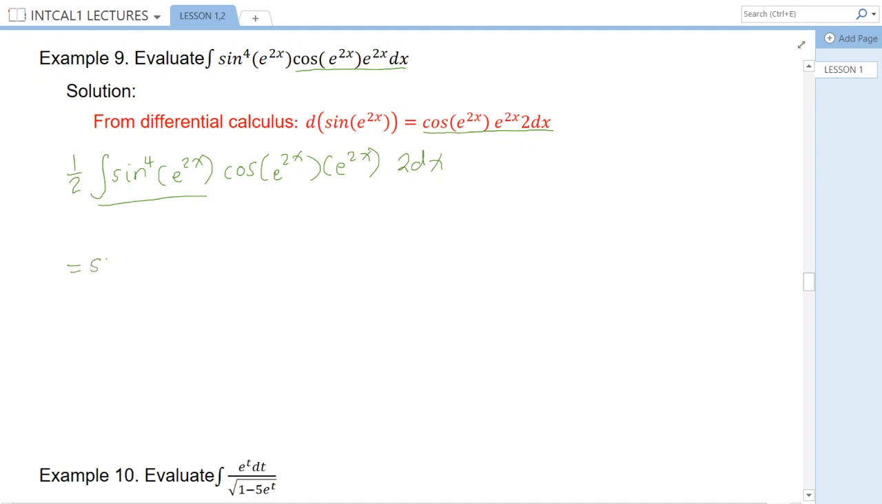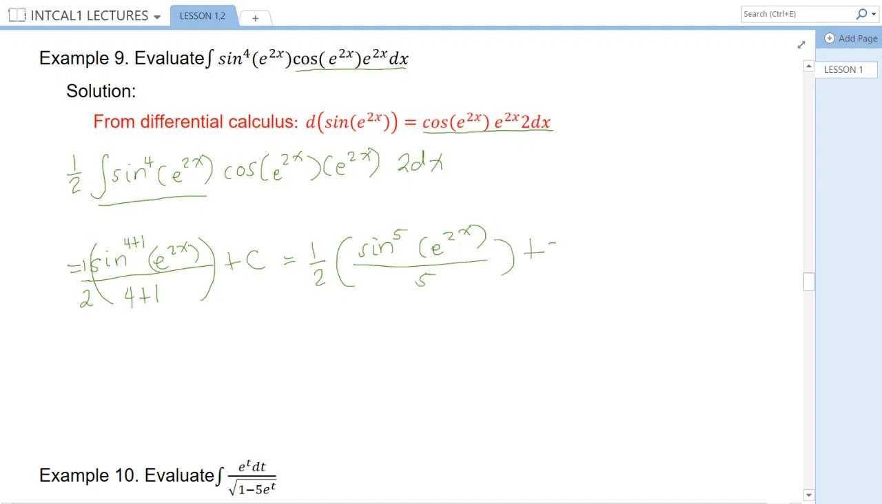So that is equal to, of course, sine raised to 4 plus 1 e raised to 2x over 4 plus 1. So don't forget the 1 over 2 here, okay? Okay, that is multiplied. Okay, plus c again. Okay, so simplifying that further, it will become 1 over 2 multiplied by sine raised to 5 e raised to 2x over 5, that is plus c. Okay, simplifying that further, it will become sine raised to 5 e raised to 2x over 5 times 2, of course, that is 10 plus c. That is our final answer.